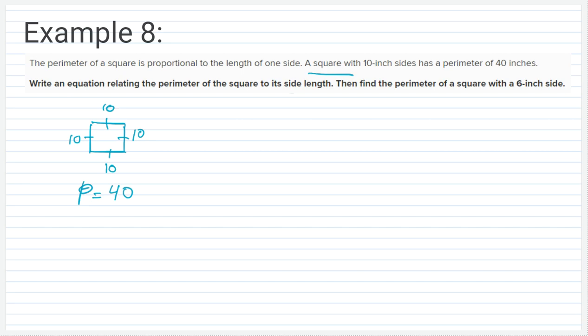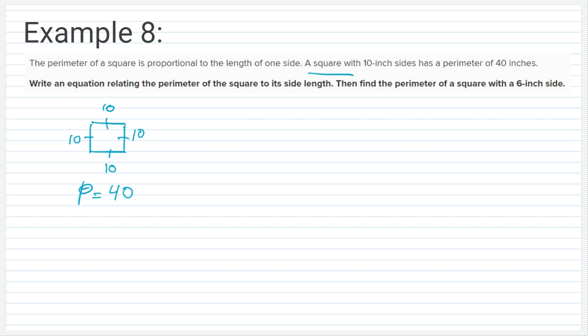So we're going to write an equation relating the perimeter of the square to its side length. Then we're going to find the perimeter of a square with a 6-inch side. So the 6-inch side is us applying that equation to a different situation. So first we have to come up with the equation. So don't jump to the part 2 until you have part 1 completed, right? So to help us figure that out, they're telling us that the perimeter is proportional to the length of one side.